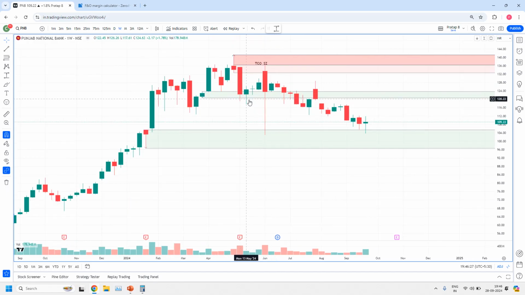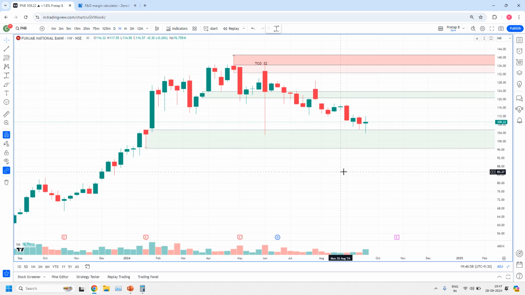Without creation of a new supply zone, price reached. See here, a drop candle, this zone is violated. The moment it is violated, it is a TCO supply zone. Without creation of a new supply zone, price again retraced back to this zone. Because without creation of a new supply zone, price retraced back, this will be acting as a high priority, high liquidity zone. After that, it gave very good profit.